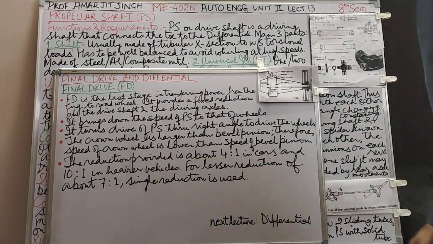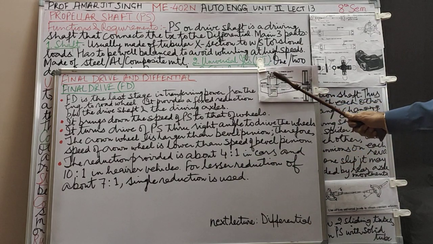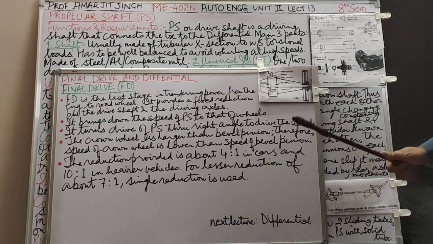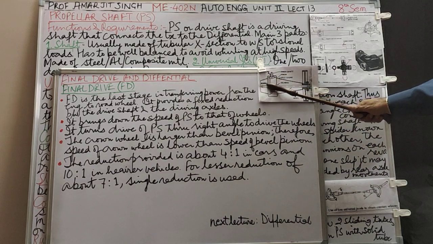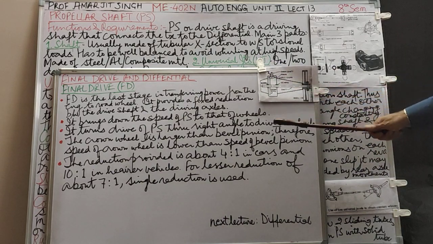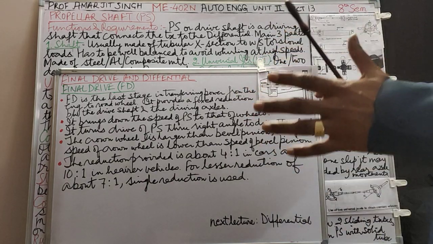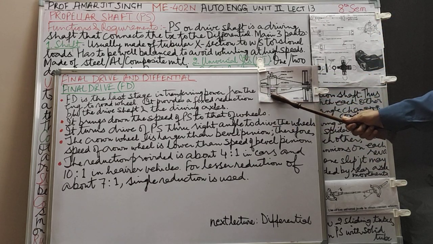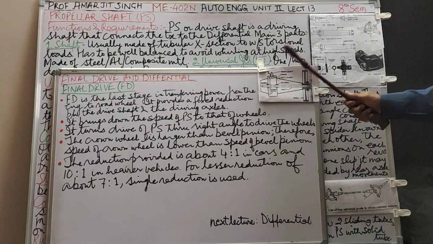The reduction provided is about 4:1 in cars for final drive. That means there are 4 times more teeth on the crown wheel compared to the bevel pinion in cars, and about 10:1 in heavier vehicles. In heavy vehicles, the crown wheel will be very big, much bigger than the one shown. And therefore, in these big trucks, you have a big round differential at the back, to accommodate this, because the crown wheel has to be accommodated inside.